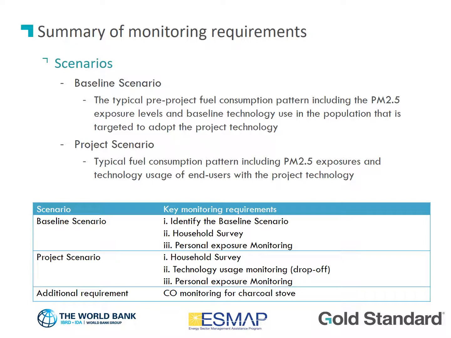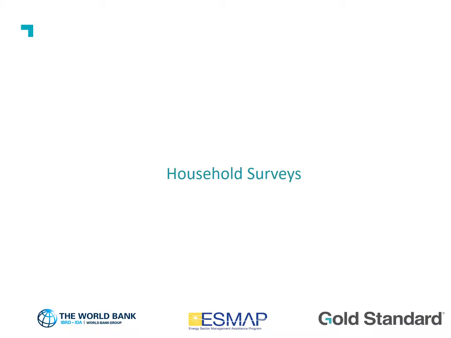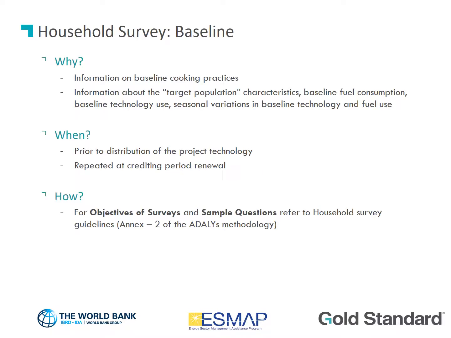In this module, we're going to present requirements and guidelines on household survey and technology usage monitoring. So let's talk about household surveys. So the first survey that's performed is the baseline household survey or the participant survey. And these surveys are really important as they give us information of what's happening before the intervention, and then we can compare that information to what has happened after the intervention.